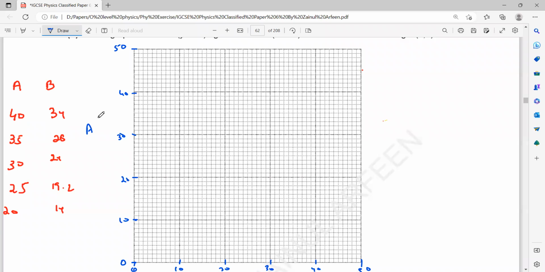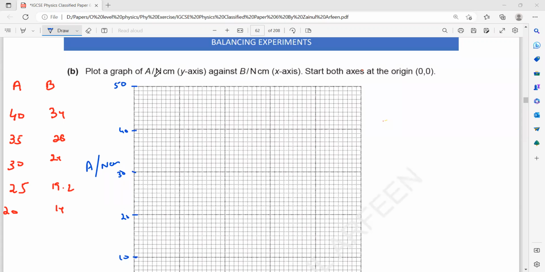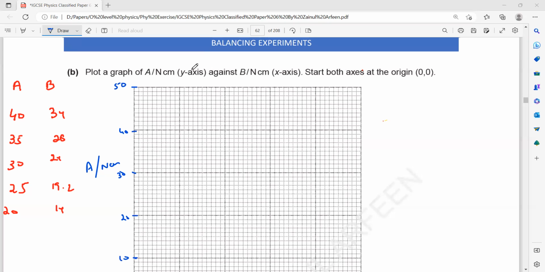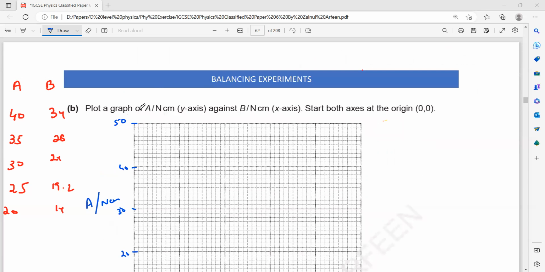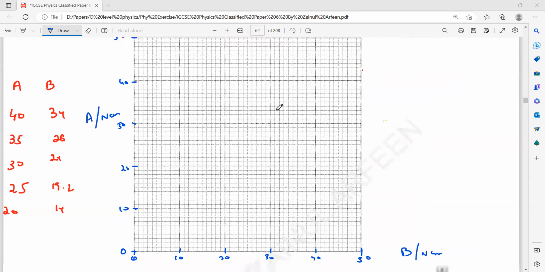For example, here it is A, and what is the unit of A? Newton centimeter. Labeling the axis is worth 1 mark. Then B is there, and what is the unit? Newton centimeter. You can even see here, A equals Newton centimeter, B equals Newton centimeter. So the answer for where you have to complete the column heading is given here within the question. A is Newton centimeter, B is also Newton centimeter.